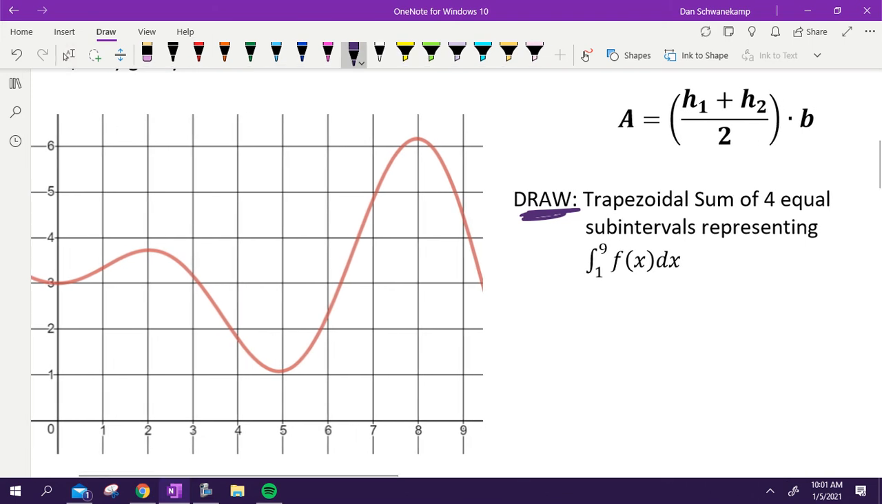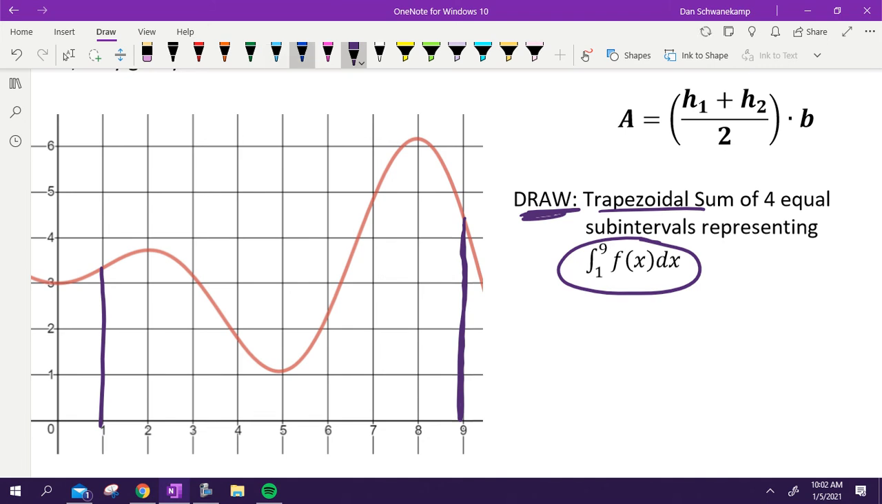We're going to do a trapezoidal sum of 4 equal subintervals of this thing. So we're finding the area under the curve from 1 to 9 using a trapezoidal sum. Okay, so we're going from 1 right here to 9. We're doing 4 equal subintervals. So how big does each subinterval need to be if I'm doing 4 equal subintervals from 1 to 9? 2. Everybody know what I'm saying there? 9 minus 1, it's 8. Break it into 4 parts, it's 2.